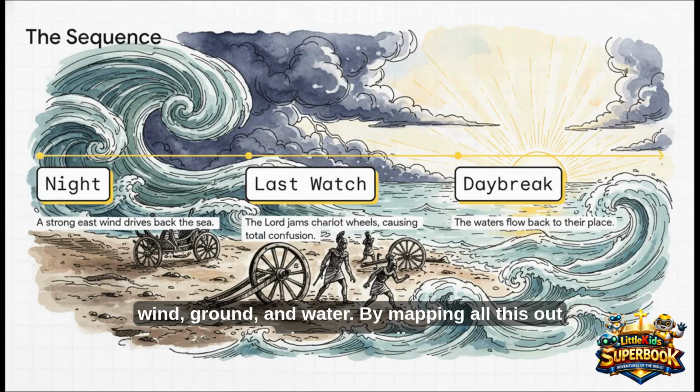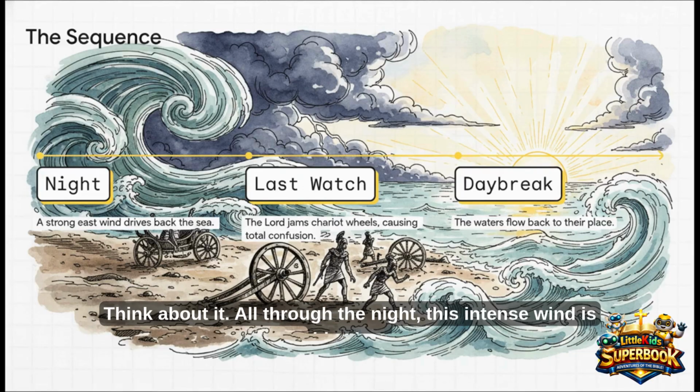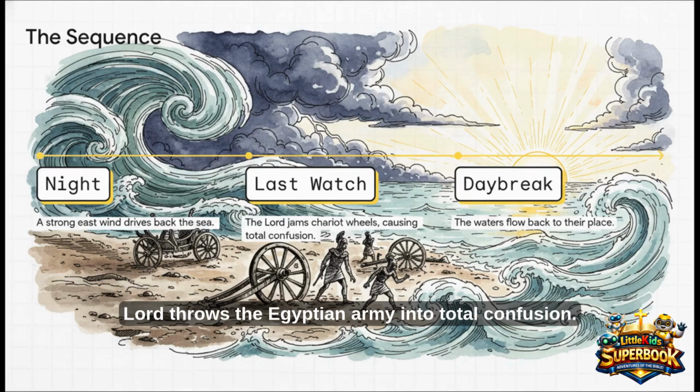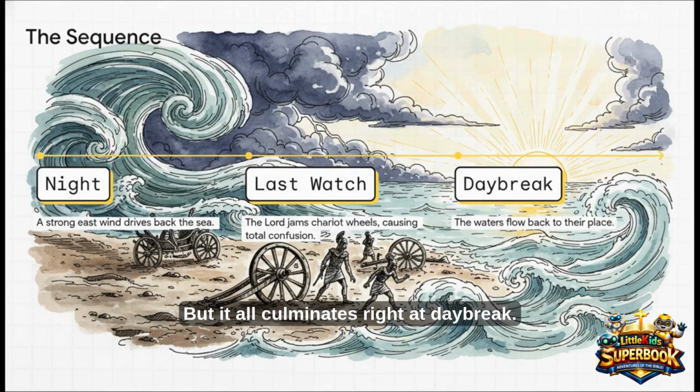By mapping all this out chronologically, the text builds incredible, gripping tension. Think about it. All through the night, this intense wind is blowing. Then, during the last watch of the night, that darkest, most bone-tired time right before dawn, the Lord throws the Egyptian army into total confusion. He literally jams the wheels of their chariots. They realize they're fighting a divine force and desperately try to retreat. But it all culminates right at daybreak. As the sun finally comes up, the waters flow back. The timing of it all is just cinematically precise.